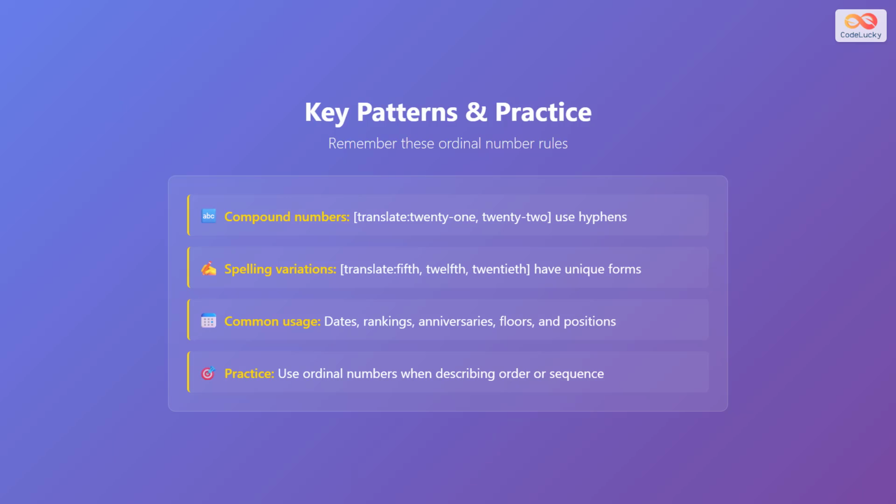Let us review the important patterns to remember. Compound numbers like 21 use a hyphen between the parts. Some ordinal numbers have special spelling. For example, 5th, 12th, and 20th have unique forms that are different from their cardinal numbers.